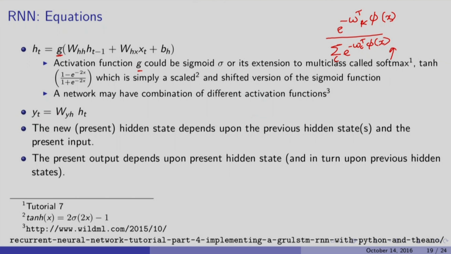Yt is a combination of the hts. More generally, yt is summation over i of Wyhi times hti, where i is an index over the nodes in the hidden layer. So the new or the present hidden state depends on the previous hidden states and the present input. The present output depends on the present hidden state and in turn upon previous hidden states. Here are our correspondences.